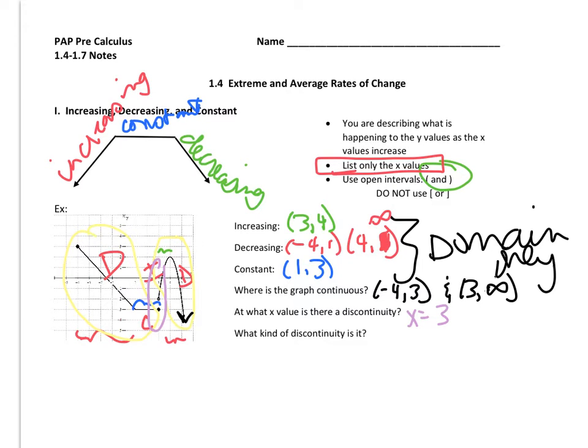And if there is a point here and a point here, what kind of discontinuity is that? And that is going to be your jump discontinuity.